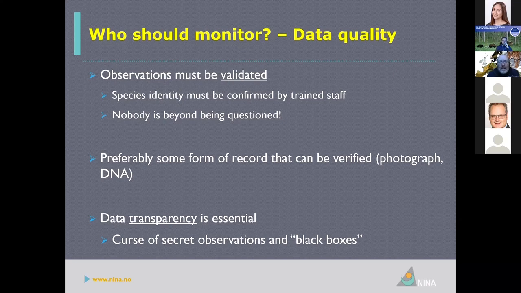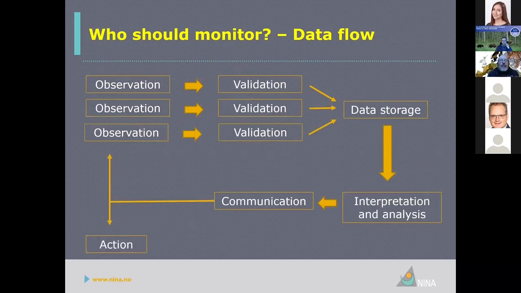Linked to this, I think a very important thing in the data flow in monitoring is that we really have to separate between the different stages of the process. At one point we have the observations, where the public or anyone can observe things. These need to be validated, but the interpretation of data and turning the number of observations into an estimate of the number of individuals is something that should not really be done by the observer. That is a technical scientific job that needs to be done at a centralized level.